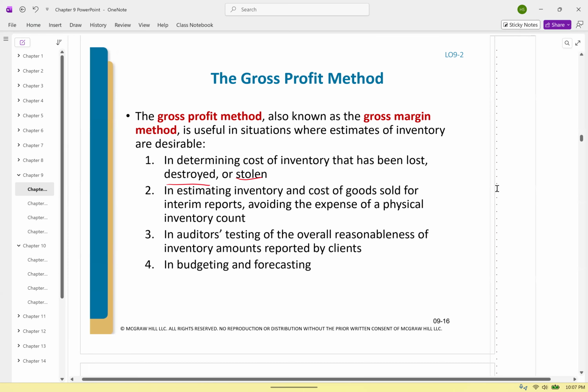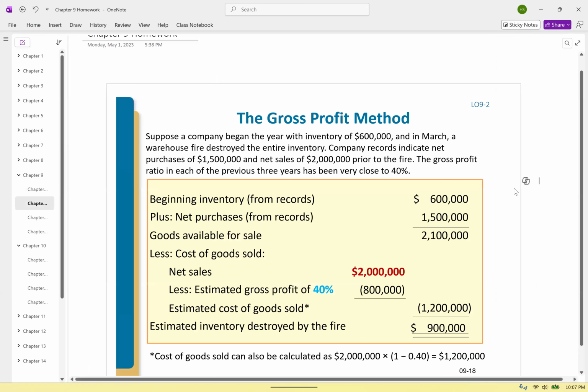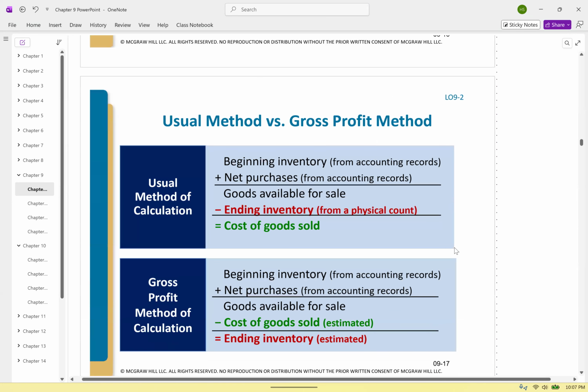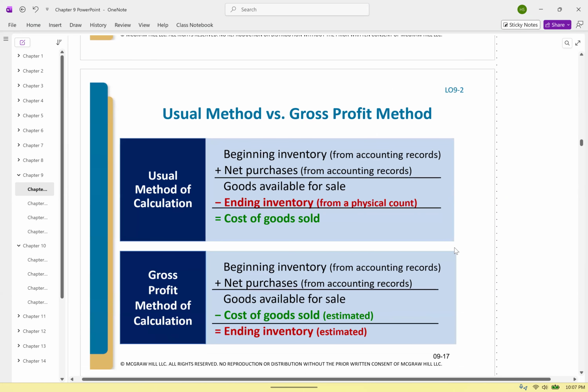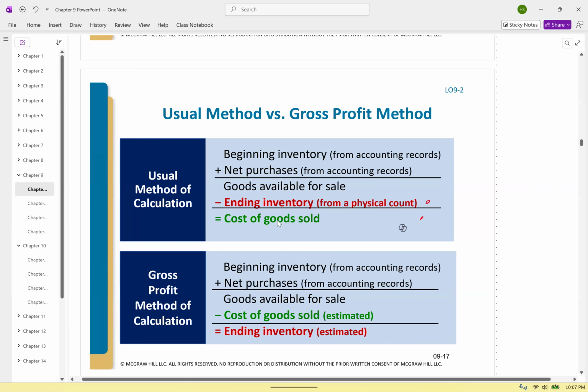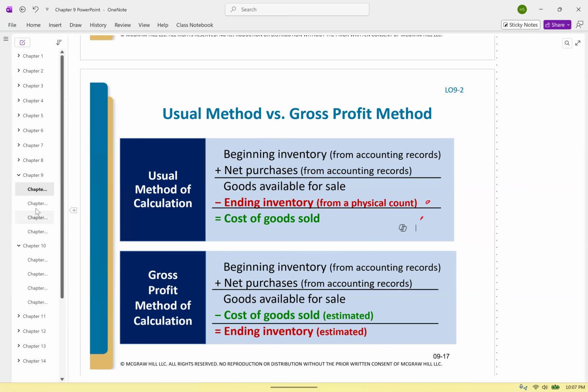So we're going to come down here. I believe that I copied a problem over here. Yes. Okay. So we're going to use this method of finding the gross profit percentage. Remember, I have written this out for y'all probably several times. Beginning inventory plus net purchases gives us goods available for sale. We can switch the ending inventory and the cost of goods sold either way. We can estimate cost of goods sold or we can estimate ending inventory. So it's using this, plus the sales minus cost of goods sold gives you gross profit.